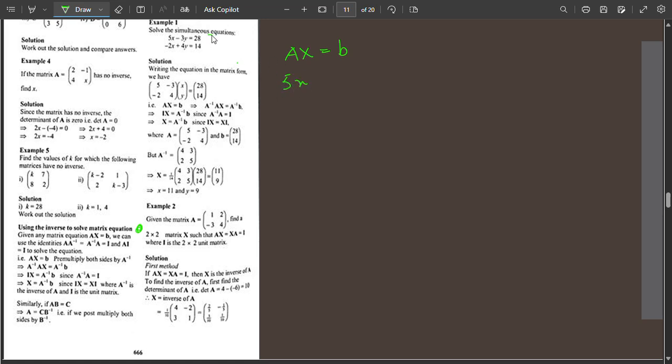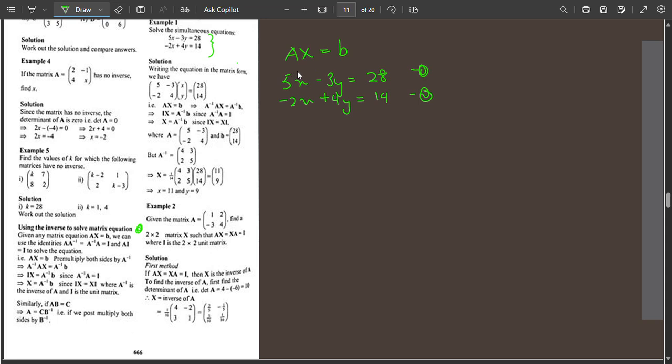5x minus 3y is equal to 28, and then minus 2x plus 4y is equal to 14. Equations 1 and 2. We can solve these equations with matrices.